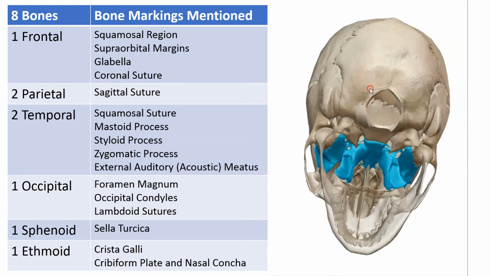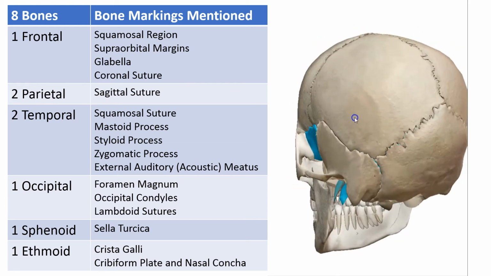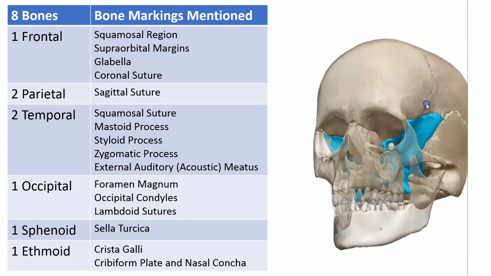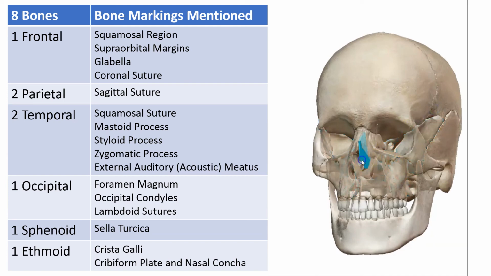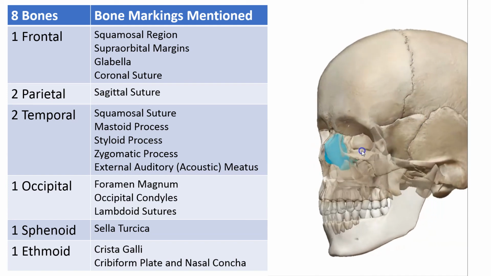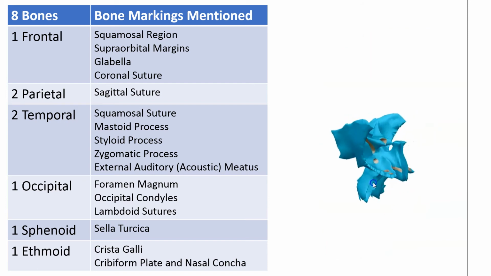The last bone of the skull that we've not looked at so far is the ethmoid. And the ethmoid is located here. So the sphenoid also articulates with the ethmoid right through here. A couple of bone markings that you need to know for the sphenoid are shown in this image.